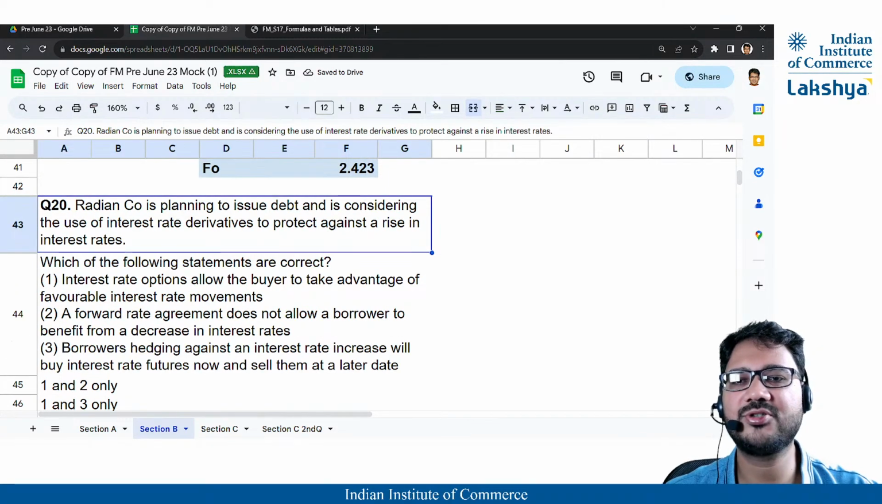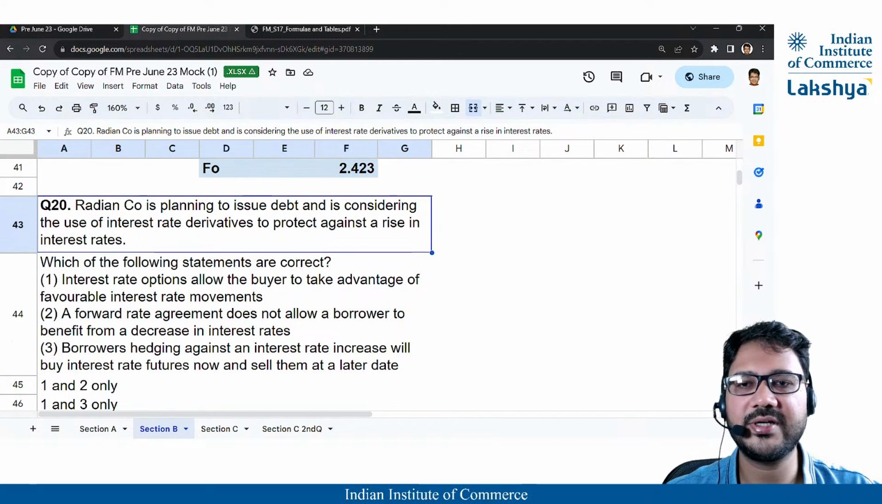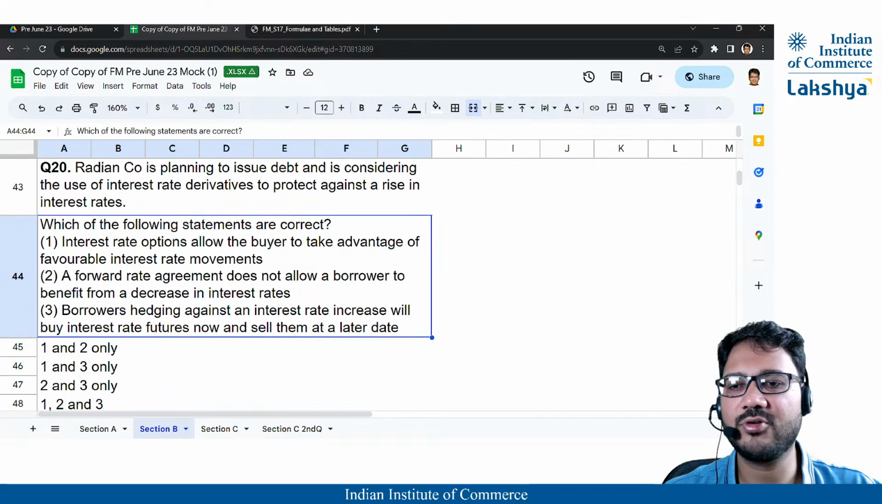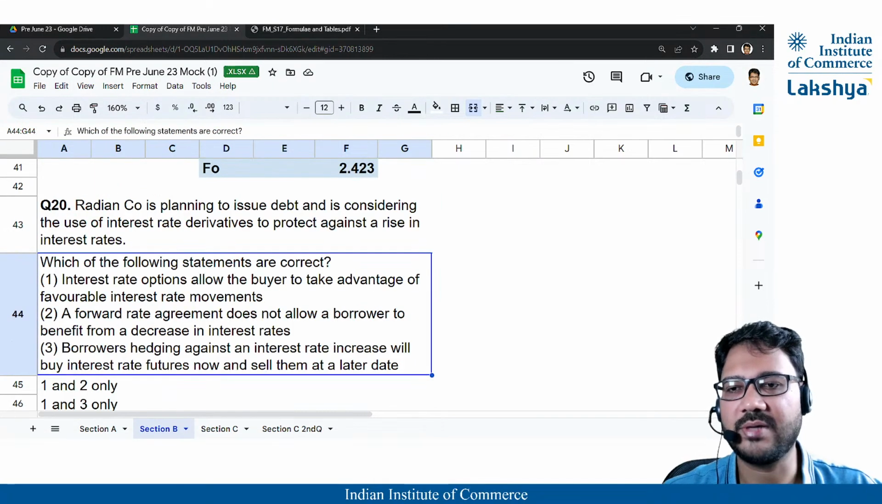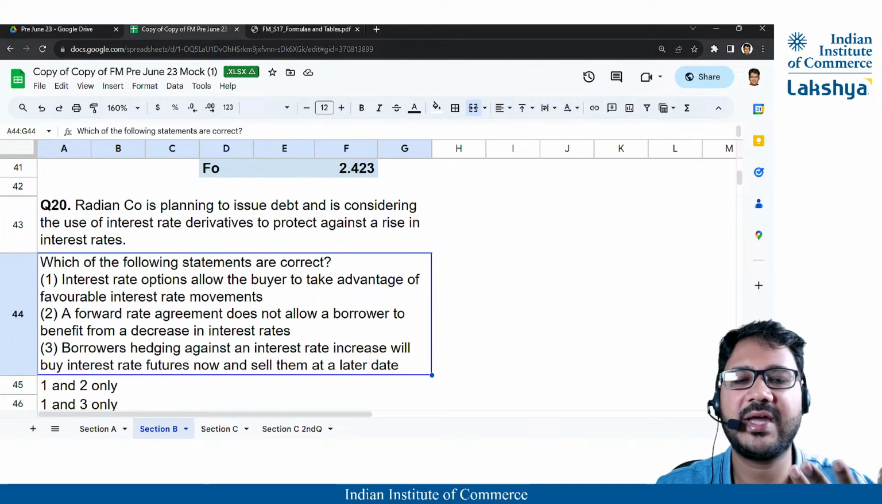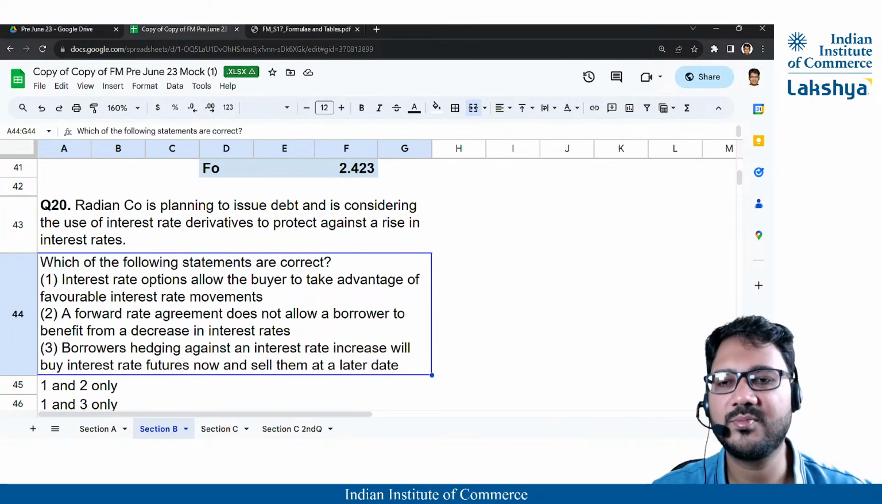Radian company is planning to issue debt and is considering the use of interest rate derivatives to protect against the rise in interest rates. Oh, so we are moving on to the next question. Which of the following, oh no, it's the same. Which of the following statements are correct? Interest rate options allow the buyer to take advantage of favorable interest rate movements. Yes, options always give you that flexibility, so we can take advantage of a favorable movement.